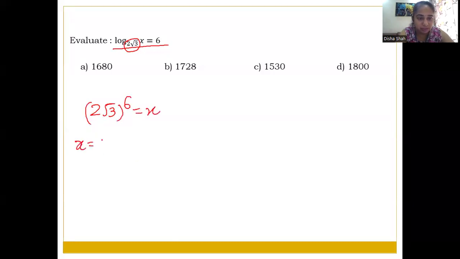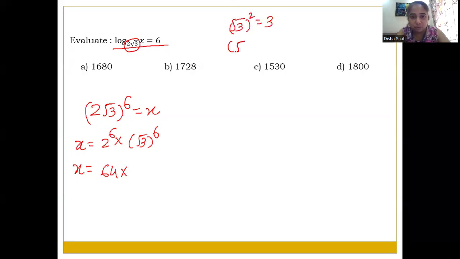So x is nothing but (2 root 3) raised to 6. So x is equal to (2 root 3)^6. How much is that? We know that 2 raised to 4 is 16, 5 is 32, 6 is 64. And root 3 raised to 6: root 3 squared is 3, root 3 raised to 4 is 3 squared. Similarly root 3 raised to 6, because it is a root, halve the 6. So this is nothing but 3 cubed.